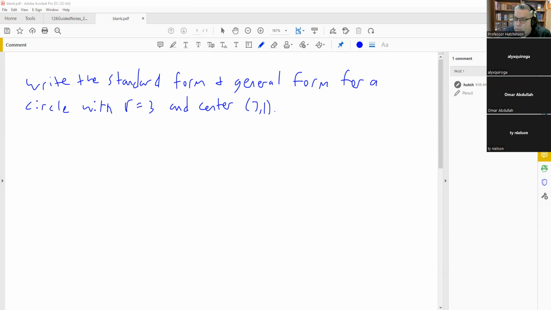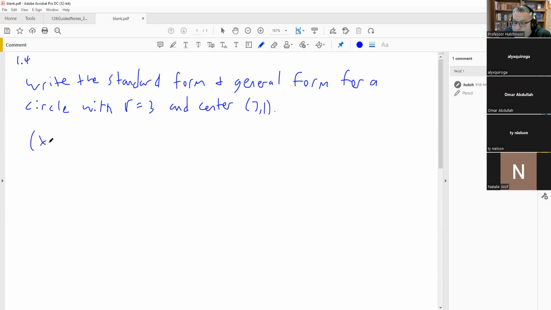And this is one from the homework. Write the standard form and general form for a circle with a radius of 3 and a center of 7, 1. So this kind of problem, again, is from 1.4. So we'll take a look at this first before moving on to 2.1. So, a circle with a radius of 3 and a center of 7, 1.